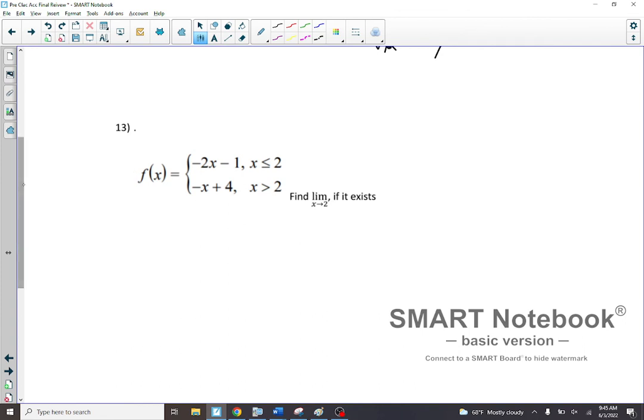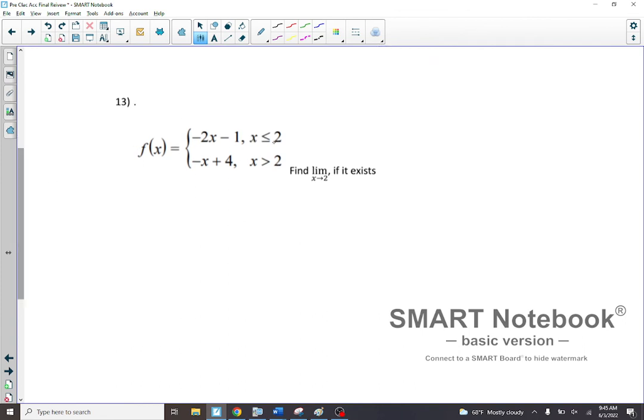Okay, check if the limit exists for this piecewise function. So if the limit approaches 2, and this is where 2 is, we need to check from the left side, and we need to check from the right side. This is technically the left side. So I plug in 2 here. It looks like it would land at -2 times 2, which is -4. -4 minus 1 is -5. And if I plug in 2 on the bottom, -2 plus 4 is 2. They don't match. It's like one is landing here and the other one's landing here. They don't match, so the limit does not exist.